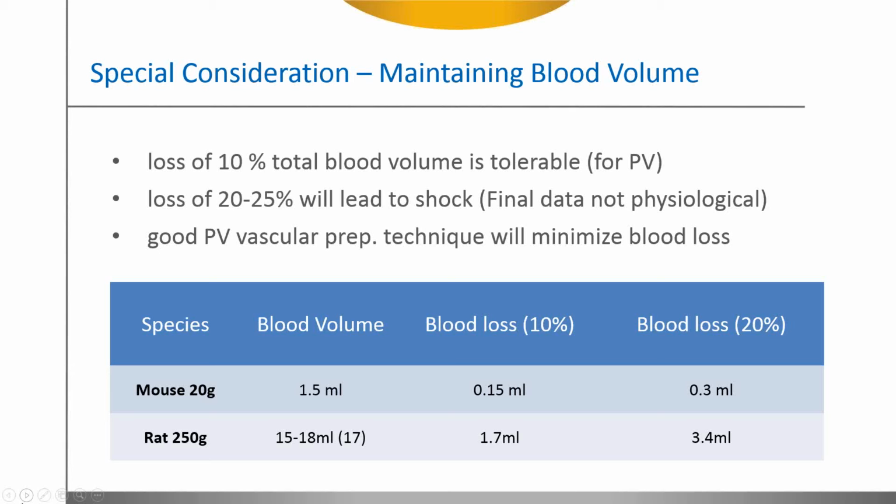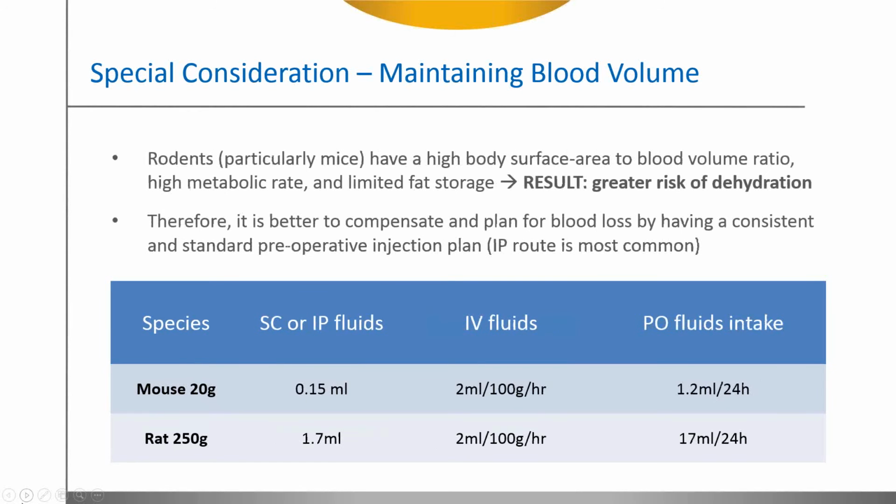So in this table I showed you a 20 gram mouse. It has a circulating volume of probably 1.5 mL. And a blood loss of 0.15 mL is very fast to lose. So please make sure when you're catheterizing, don't lose that amount of blood. Otherwise, you are running into non-physiological data. So in the next slide, I put the blood replenishment, how you maintain the blood volume in order to have good PV data. As a good practice, I would say it's replenishment before you start your experiment.